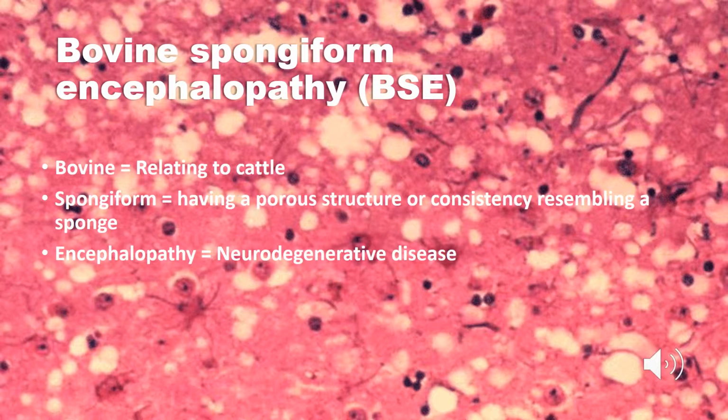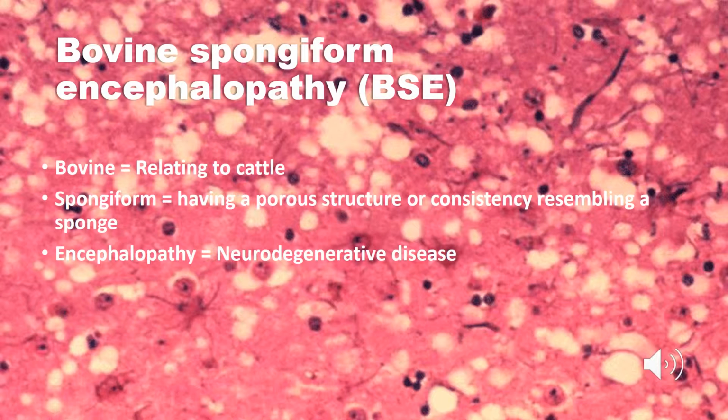So the scientific name of this pathogen is bovine spongiform encephalopathy. Sorry, I had to take it really slow because it's kind of hard to pronounce. But for me to understand things, it's easier to break words down. So why don't we break down this disease, also known as BSE? Bovine is going to be related to cattle. Spongiform means having a porous structure or consistency resembling a sponge.